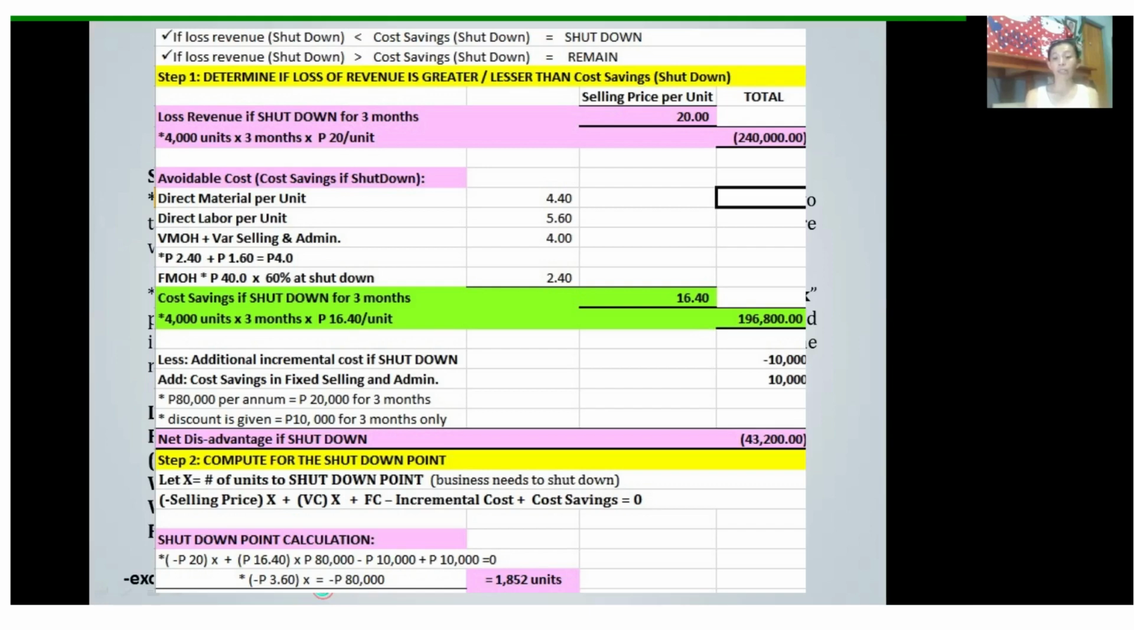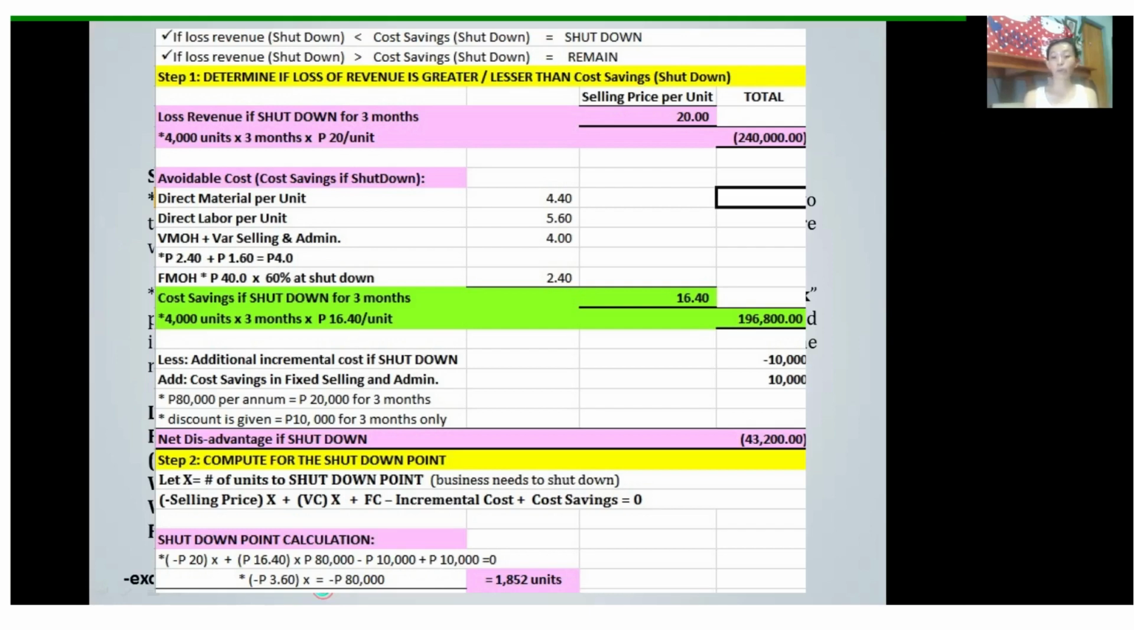Now we compute it based on the number of units. If this is our cost savings per unit, then we want to compute the entire cost savings by multiplying it by 4,000 units times 3 months, which is equivalent to 12,000 units times the 16.40 identified cost savings, which will be 196,800 pesos.